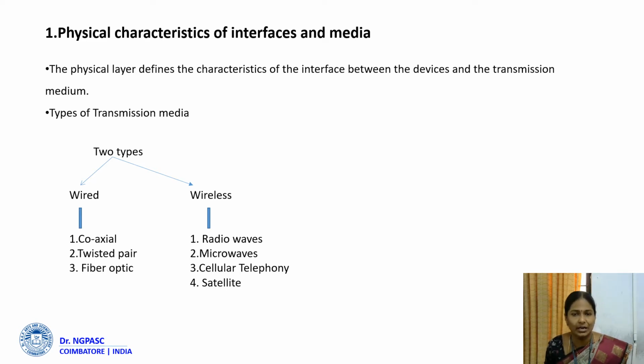In wired technology, with the help of a wire, we can transmit the data from one node to another node. There are various types of wires available, called coaxial cable, twisted pair cable, and fiber optic cable. Next, we move to wireless technology. Without a wire, how is data transferred from one node to another node? That concept is included in wireless technology. The examples of wireless technologies are radio wave, microwave, cellular telephony, and satellite.